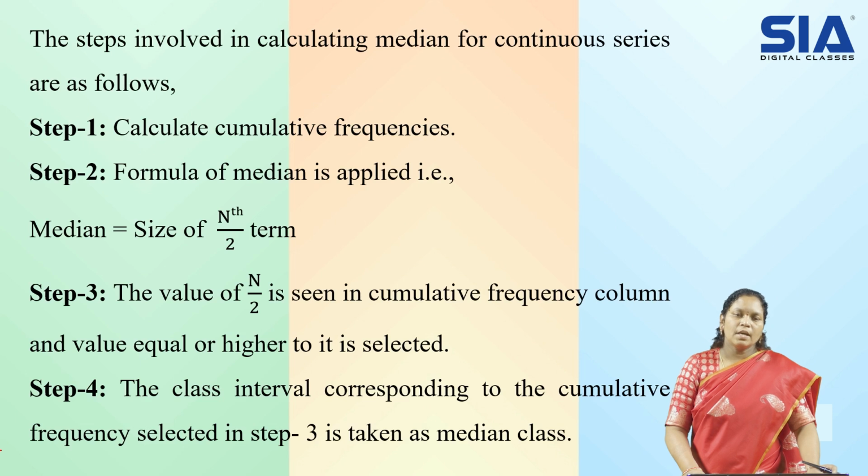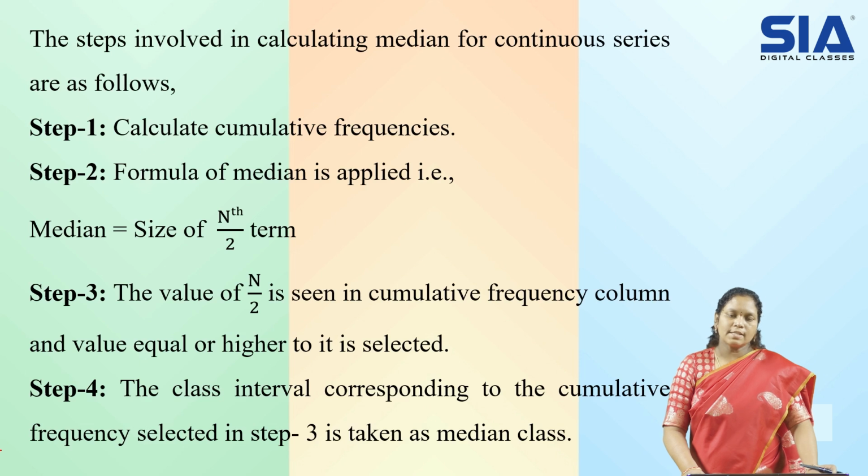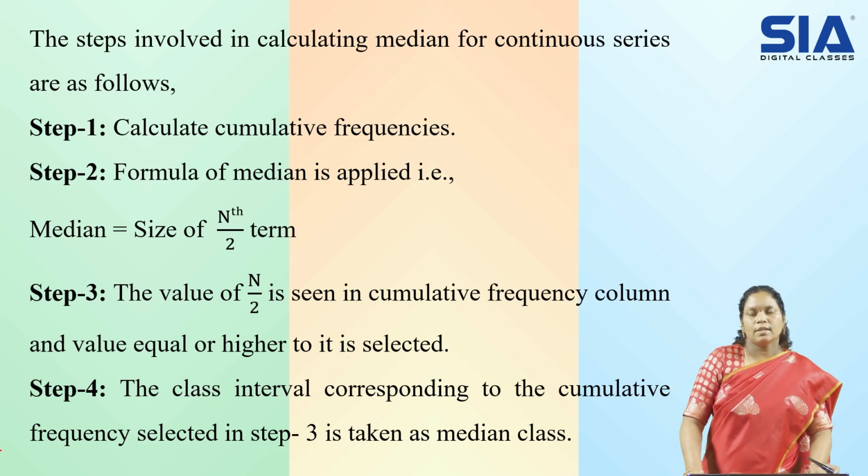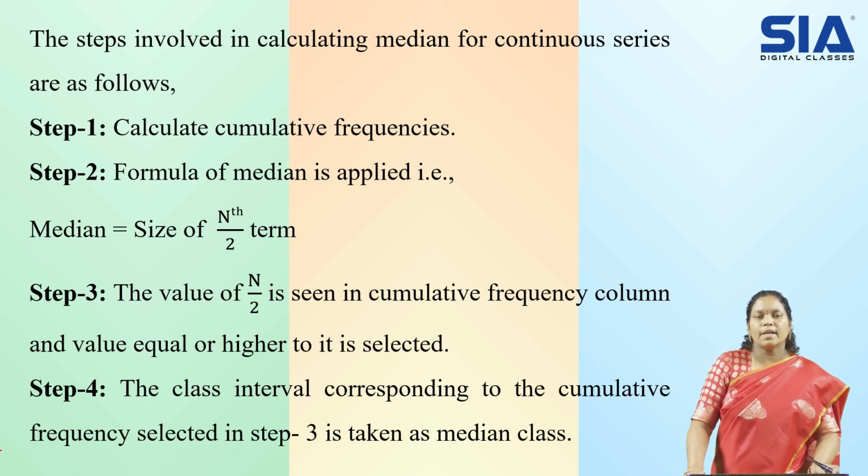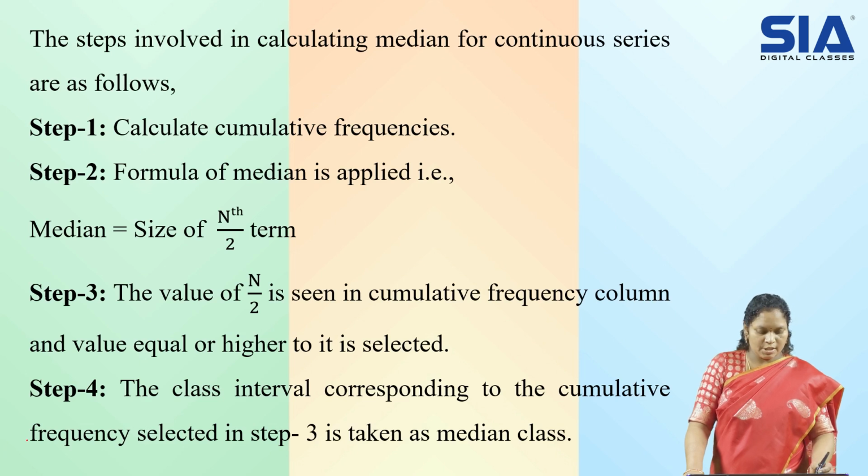Next step is you have to find out the median class. To get the median class, we'll find out the median size of n by 2th term. Then we'll go for the n by 2 value. We'll check it in the cumulative frequencies. Then we'll go for finding out the complete median value. Let us check all the steps using an example.